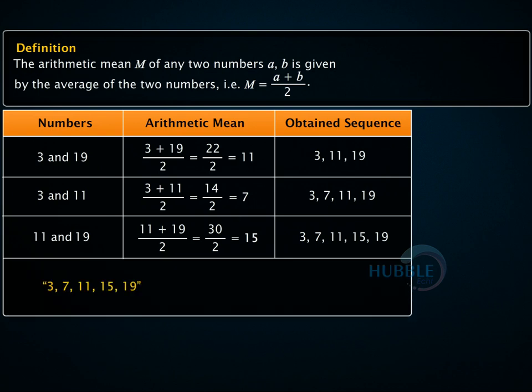Now look at this sequence. Note that the obtained sequence is in an AP with a common difference of 4. Therefore, we can insert more than one number between two numbers such that the obtained sequence forms an AP.